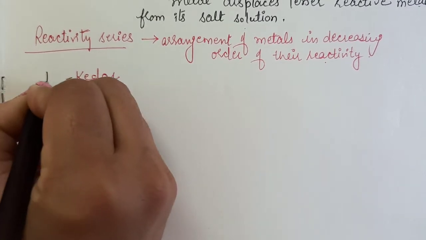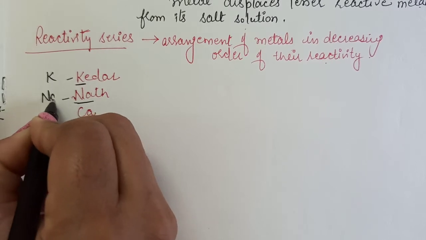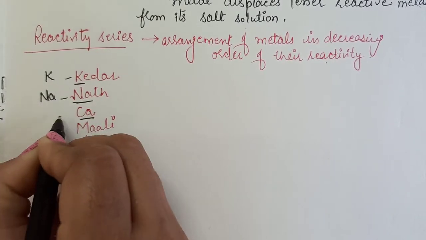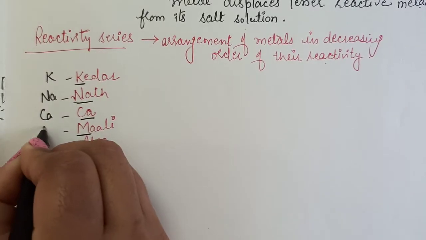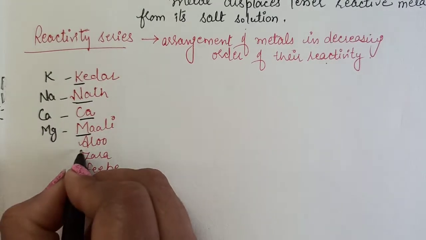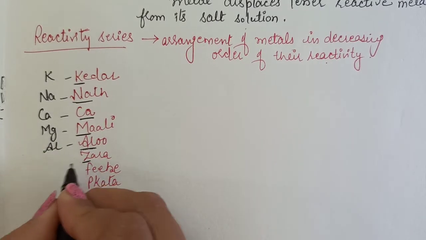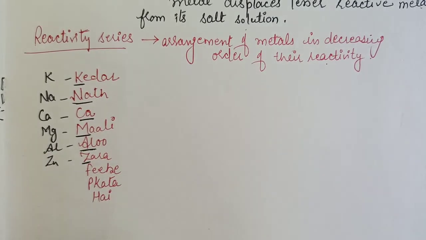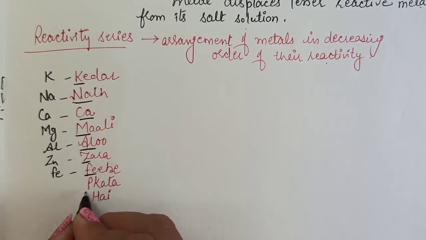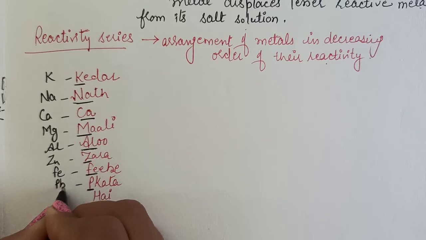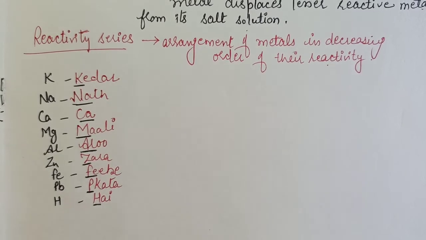K for potassium, Na for sodium, Ca for calcium, Mg magnesium, Al aluminium, Zn zinc, Fe iron, Pb lead, H for hydrogen.